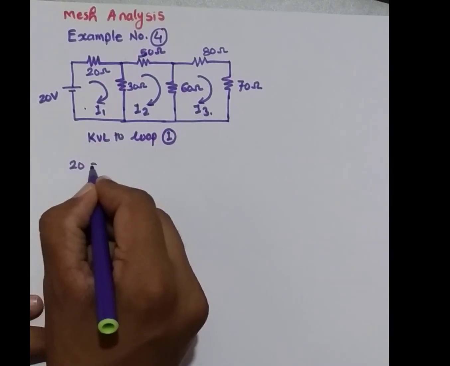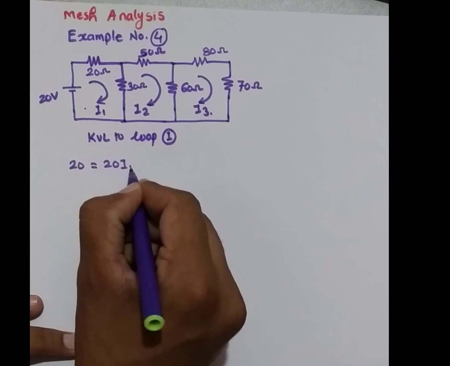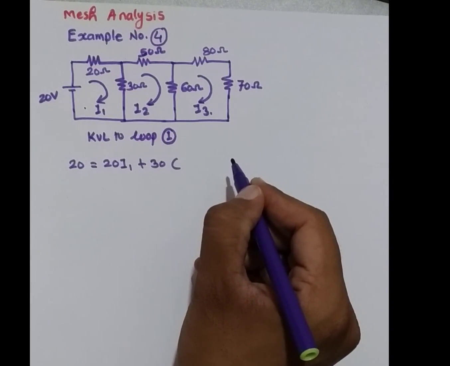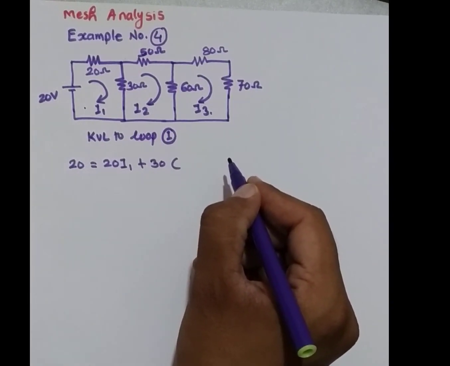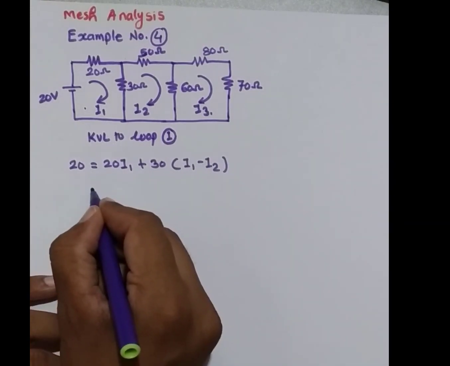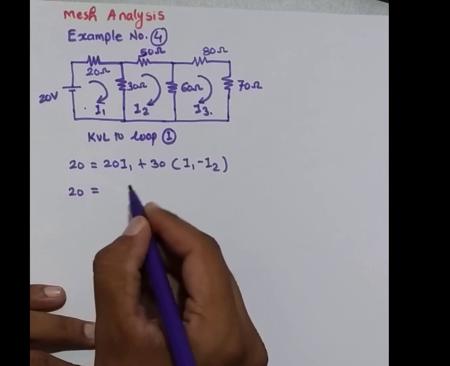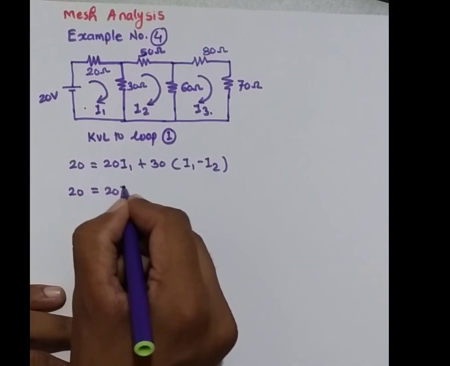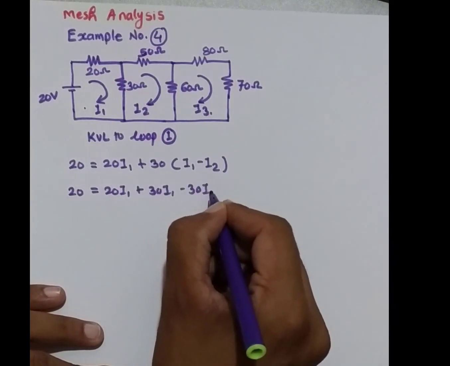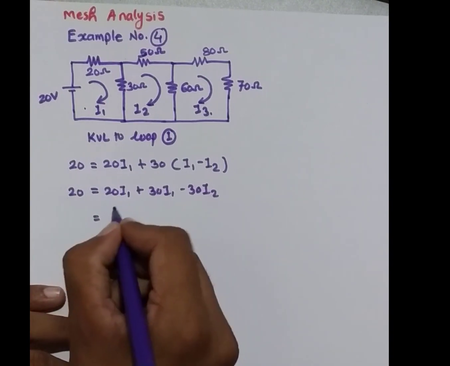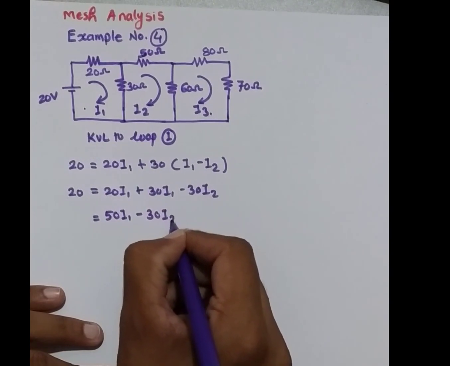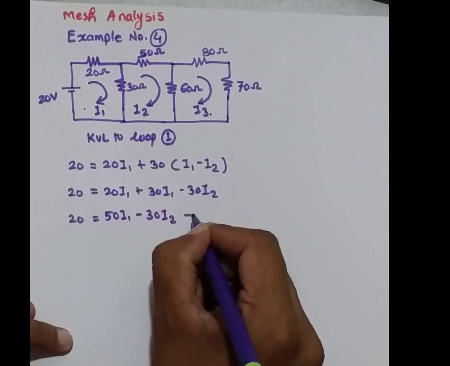20 volt is equal to 20 into I1 plus 30 into, now two currents I1 and I2 are flowing but they are opposite in direction, so that's why I1 minus I2 we are going to write. Simplify this equation. 20 is equal to 20 I1 plus 30 I1 minus 30 I2. Simplify it: 50 I1 minus 30 I2. So this is your equation number 1.